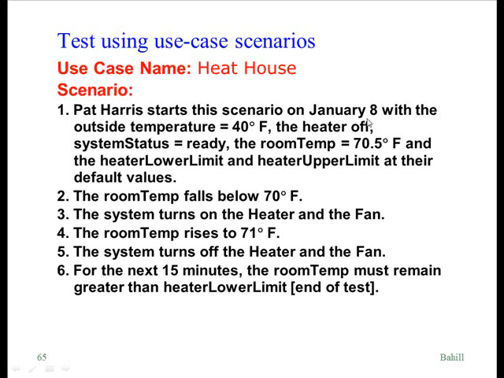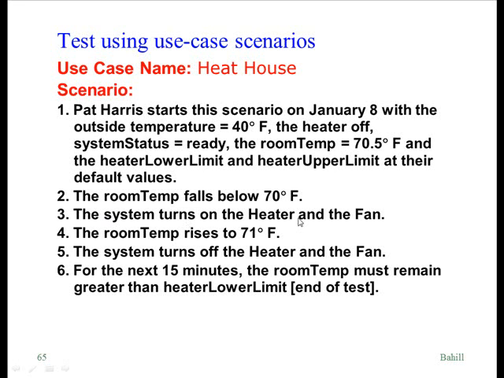They start this scenario on this particular day. The outside temperature is 40 degrees. The heater is off. The system status is ready. The room temperature is 70.5 degrees. And they have set the thresholds at default values. Then they observe the room temperature falling below 70 degrees. Then they expect that the system should turn the heater on because this is the lower limit for heating.